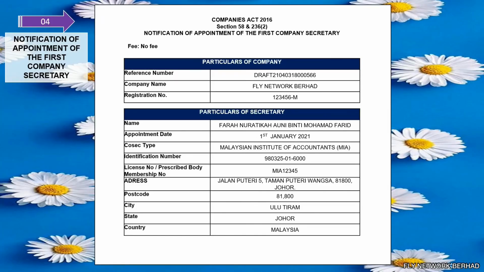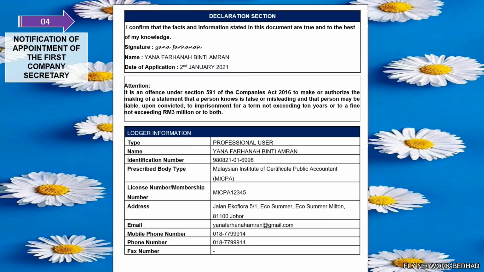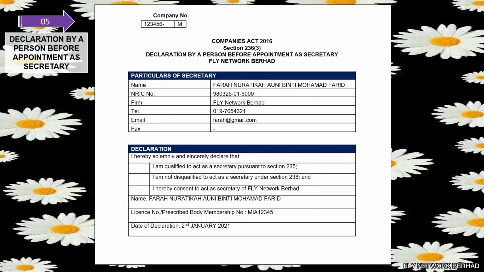Fourth, notification of appointment of first company secretary on 2nd January 2021. The particulars of our company secretary, Farhana Atika Auni, who is a member of MIE. Appointment date is 1st January 2021. Fifth, declaration by a person before appointment as secretary on 2nd January 2021. Declaration made under Section 236.